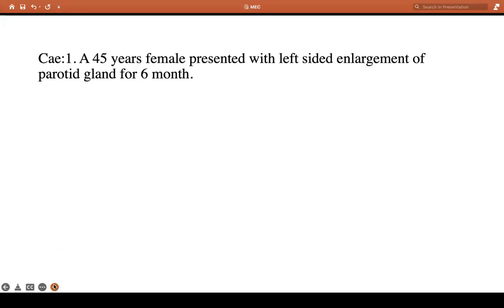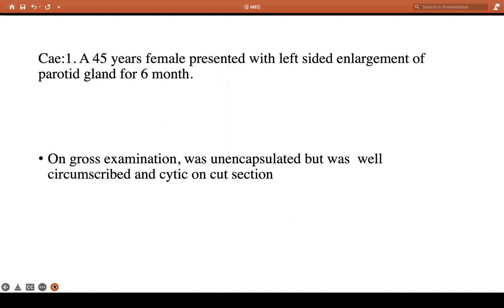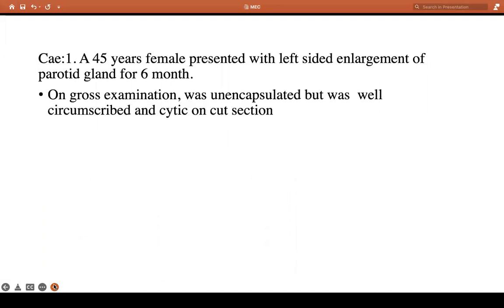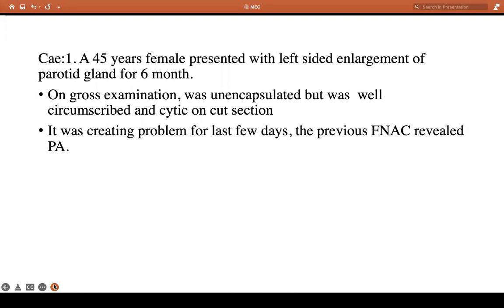So the first case presentation: a 45-year-old female presented with left-sided enlargement of the parotid gland for 6 months. On gross examination it was unencapsulated, but well circumscribed on cut section. It was cystic, and the cysts were filled with mucoid material. But the FNAC revealed pleomorphic adenoma. What could be the diagnosis?